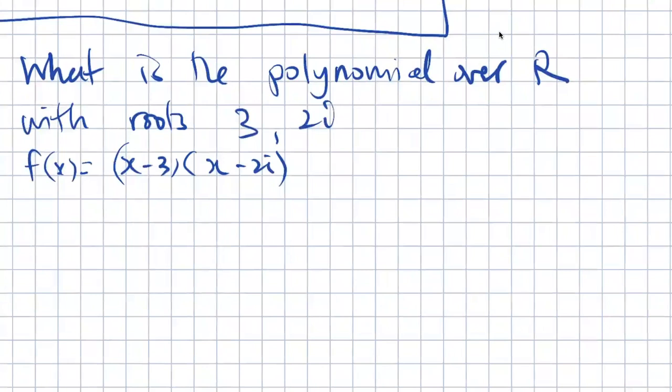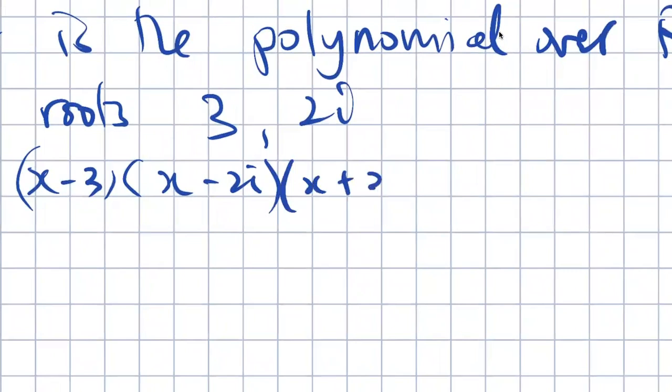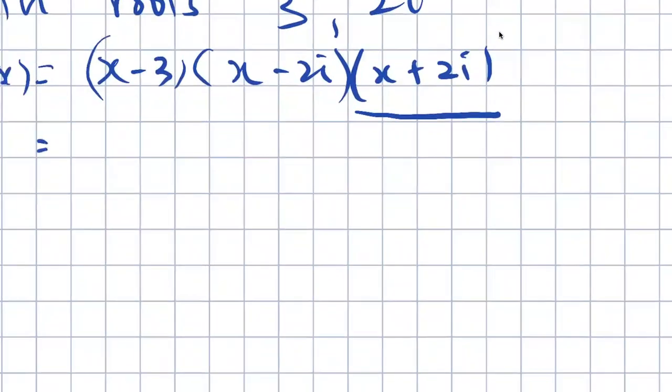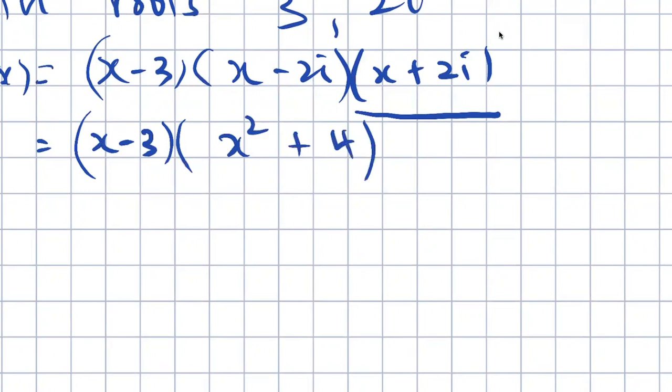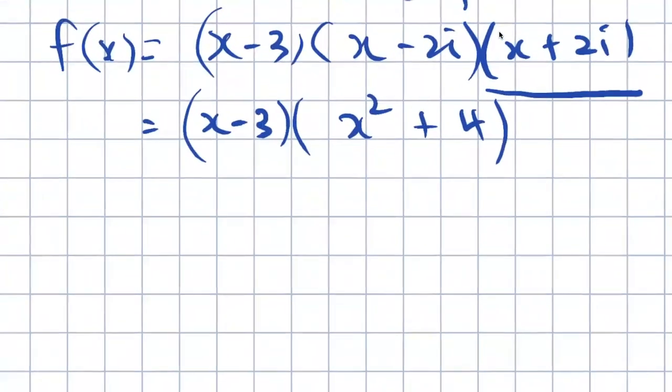So this is where the conjugate root theorem says if the polynomial is over R, and we know it's over R, then the other factor must be its conjugate. So I've added the third factor in there, a conjugate of x minus 2i, x plus 2i. And we know that conjugate pairs, when we multiply them out, the complex part is eliminated. So x times x is x squared, the negative 2ix and positive 2ix cancel out, and negative 2i times 2i is equal to 4. So if we carry on multiplying that out, I get x cubed minus 3x squared plus 4x minus 12. And that is the answer.